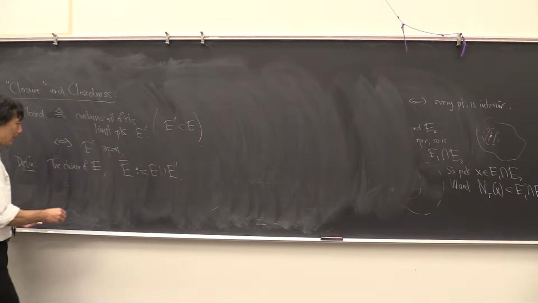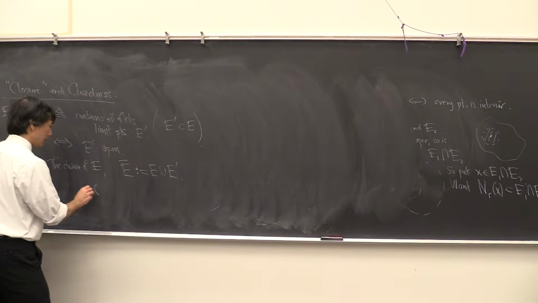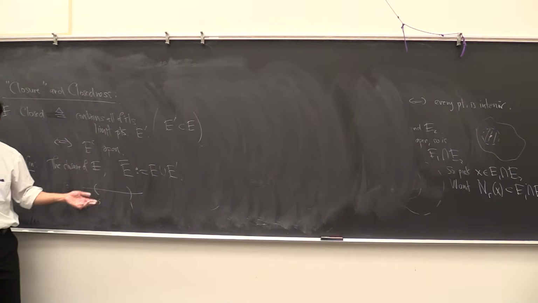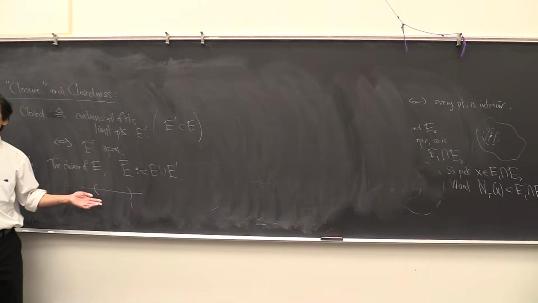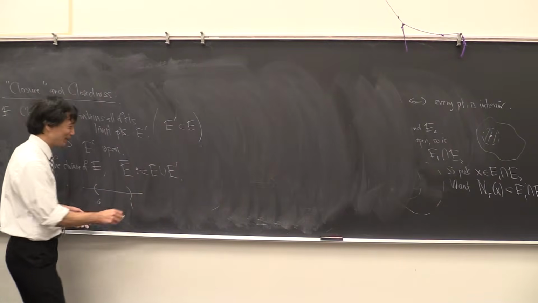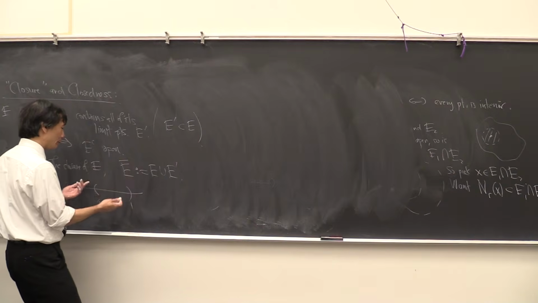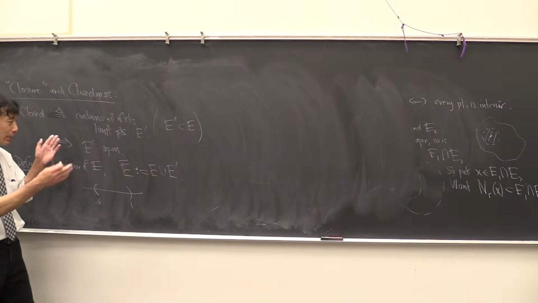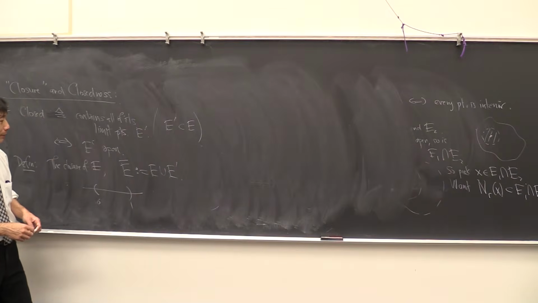So for example, say we have the interval 0, 1. What's the closure of the open interval 0, 1? The closed interval 0, 1. Yes. So the closure, we throw in the limit points, which are the endpoints here. That would close it. That would be the closure.